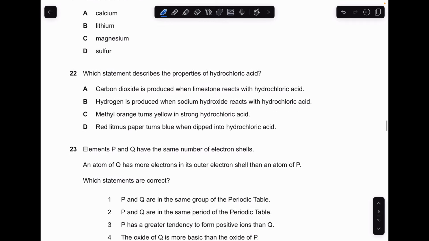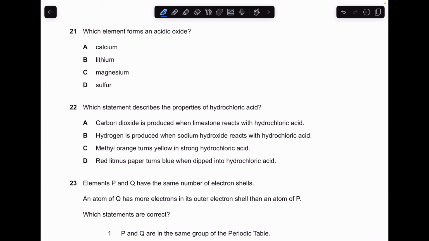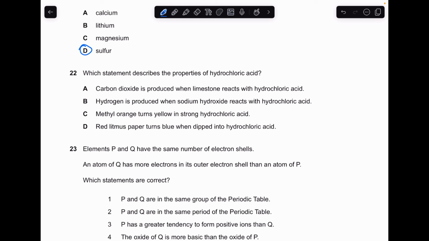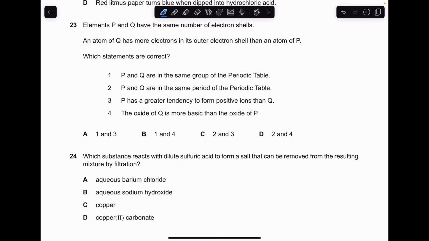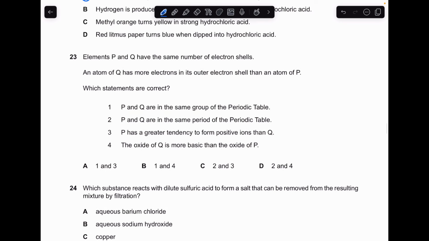C. Question number 21. Which element forms an acidic oxide? Non-metals will form acidic oxides and metals will form basic. So any non-metal here in the list will be the right answer, which is sulfur. Question number 22. Which statement describes the properties of hydrochloric acid? If we go through the statements, the correct answer is A, because carbon dioxide is produced when limestone reacts with hydrochloric acid.